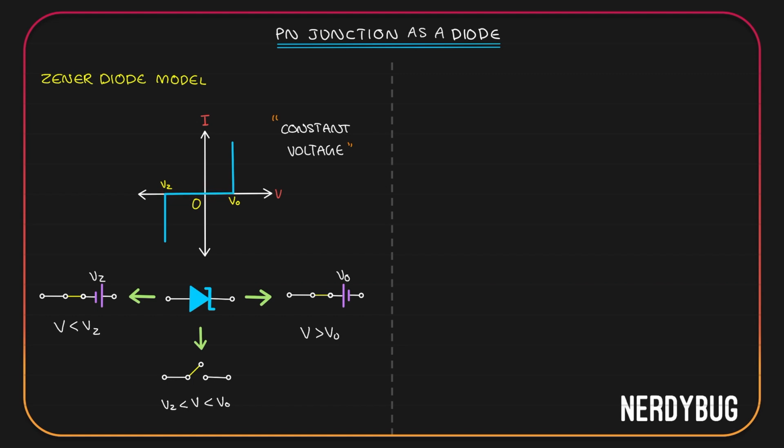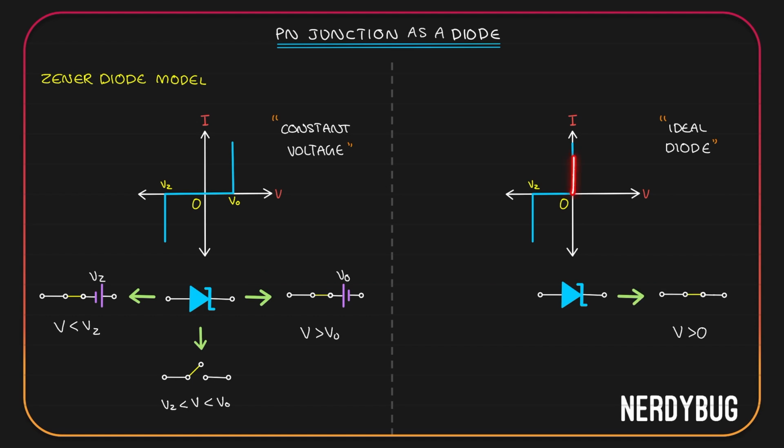Now let's take the ideal diode model. The only difference we can see is in the forward bias region, the diode will switch on at 0 voltage. It doesn't need V naught anymore. Therefore, when the applied voltage is greater than 0, we can model it like this. Current is infinite, so resistance is 0, which means we get a closed circuit. Also, when this happens, the voltage across the diode is 0, so we don't need any cell over here.